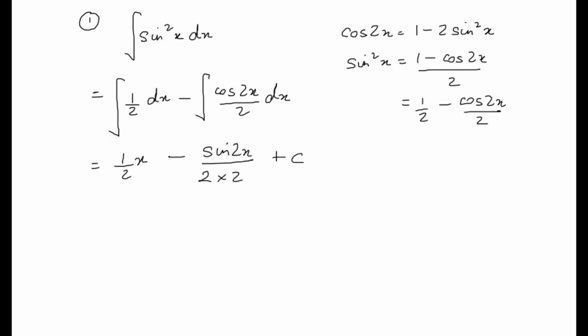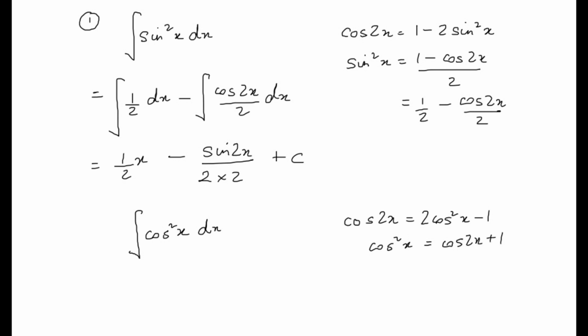A similar integral would be the integral of cos²x dx. Again, we use the identity cos 2x is equal to 2cos²x minus 1. Make cos²x the subject, so it becomes cos 2x plus 1 by 2. And then you substitute this into the cos²x integral.